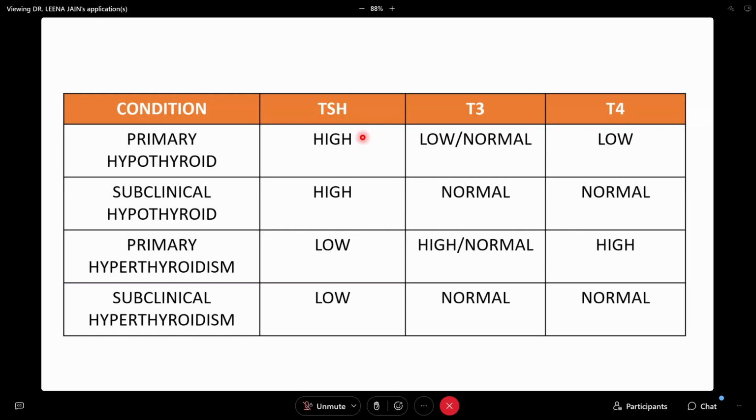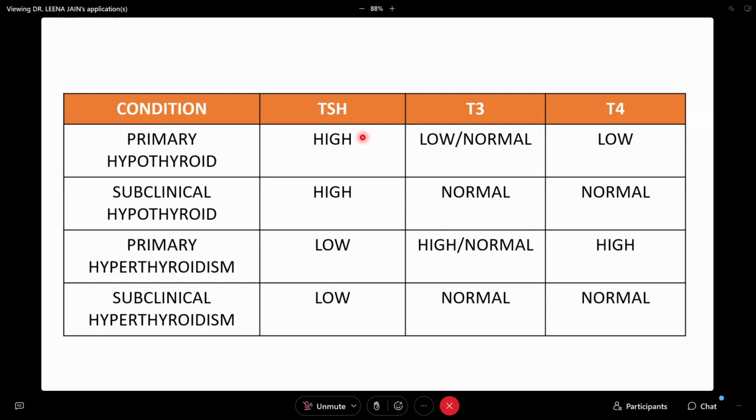When it comes to subclinical hypothyroidism, definitely because it is hypothyroidism, TSH will be high. But in these cases, there will be normal levels of T3 and T4. As you know, in many cases when patients come to the OPD, we are haphazardly writing 50 microgram of levothyroxine, and we mostly don't correlate with TSH, T3 and T4 levels.